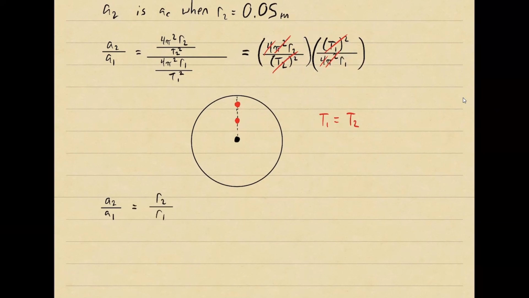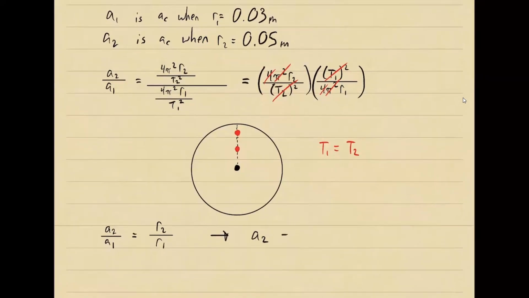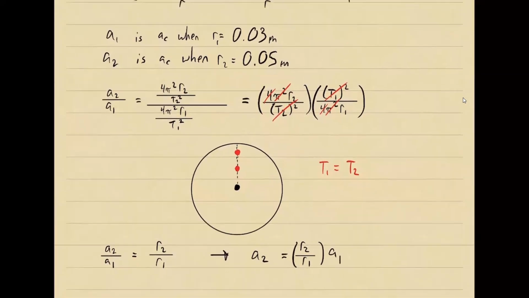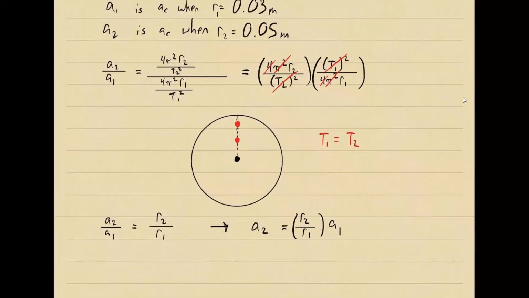And now if we multiply both sides by our first centripetal acceleration, this gives us that the magnitude of the centripetal acceleration when we're at 5 centimeters away from the axis of rotation is going to be equal to R2 divided by R1 multiplied by the magnitude of the centripetal acceleration when we're at 3 centimeters away from the center of rotation. So all we've got to do is plug some stuff in.